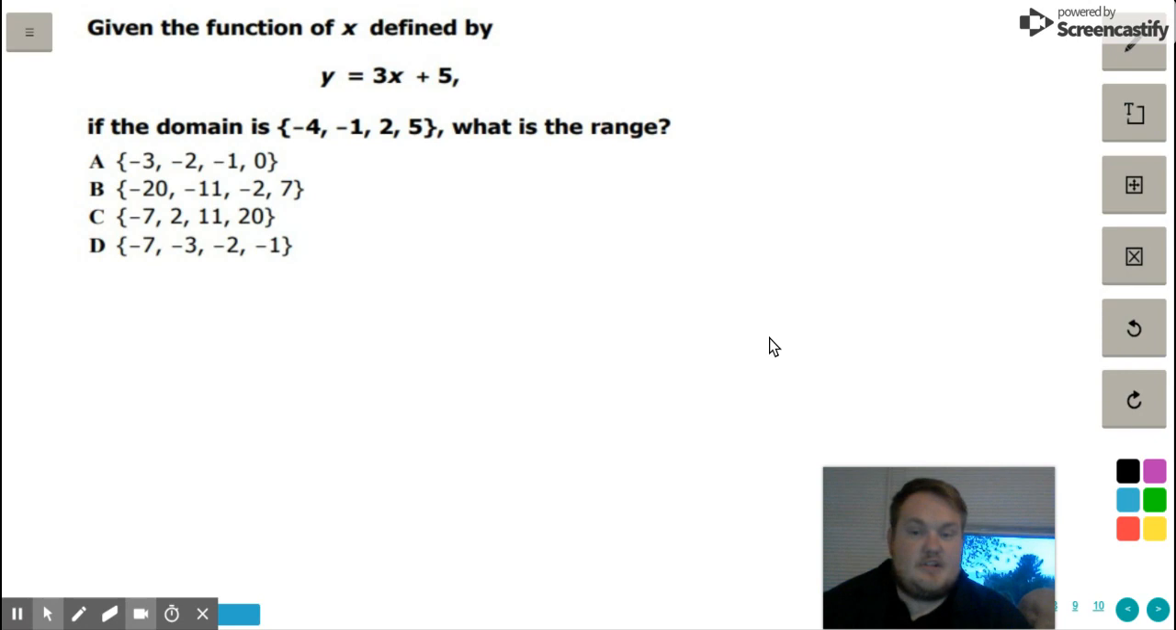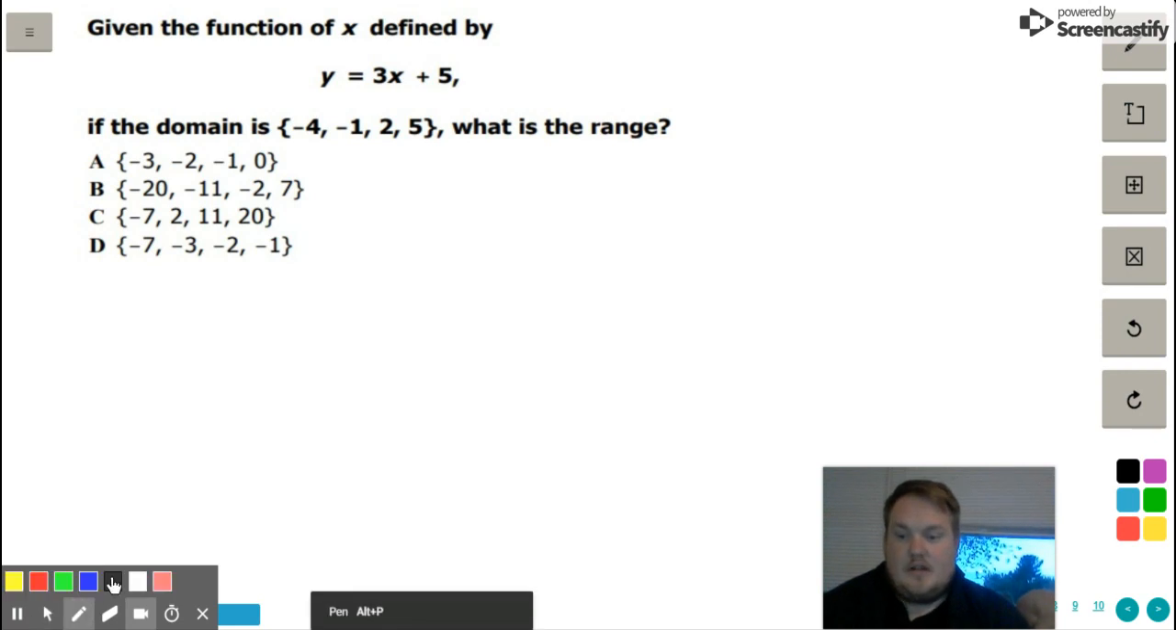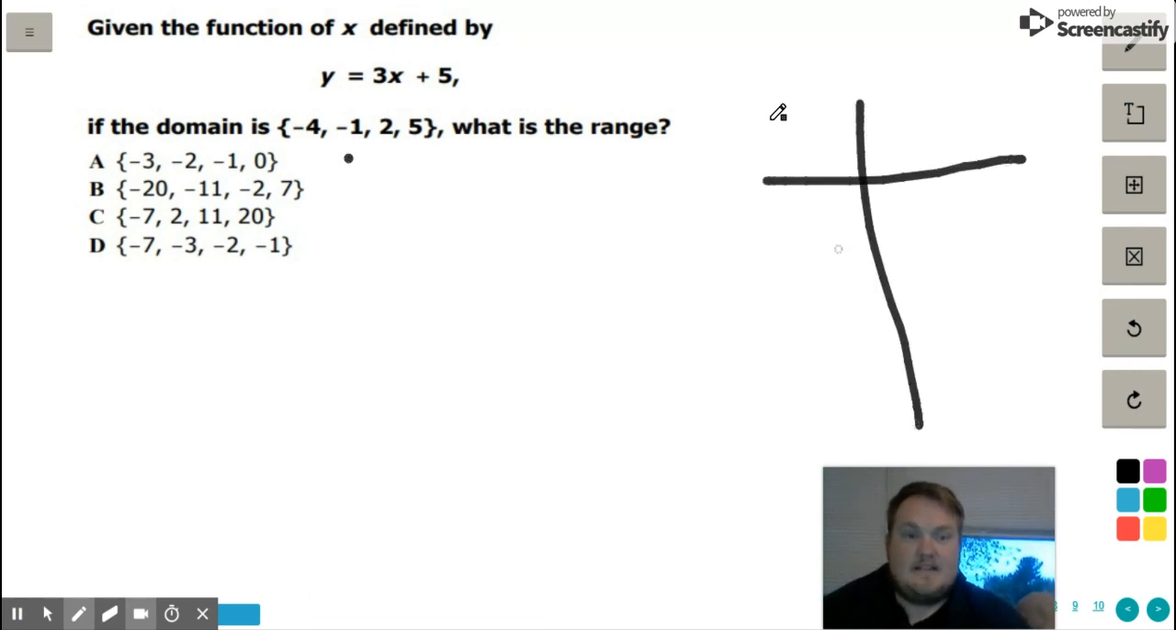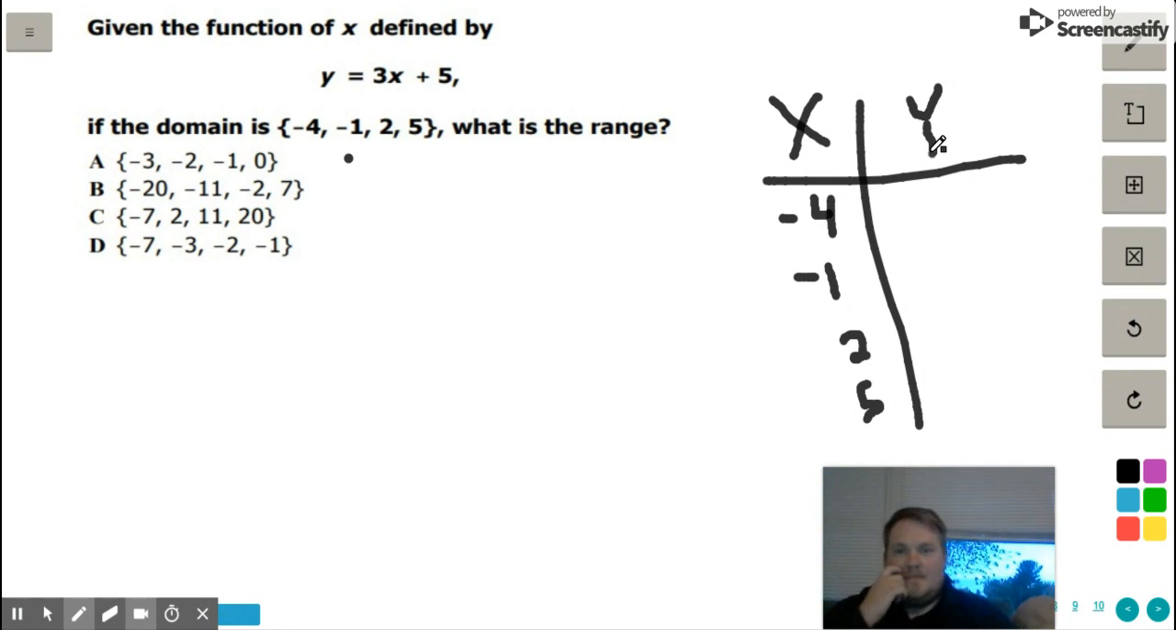Okay, now it wants to know, in this particular question, it says, given the function of x defined by y equals 3x plus 5, the domain is -4. We're going to make that t-chart. If our domain is -4, -1, 2, and 5, what is our range, our y column? So you just plug these numbers in for your x.